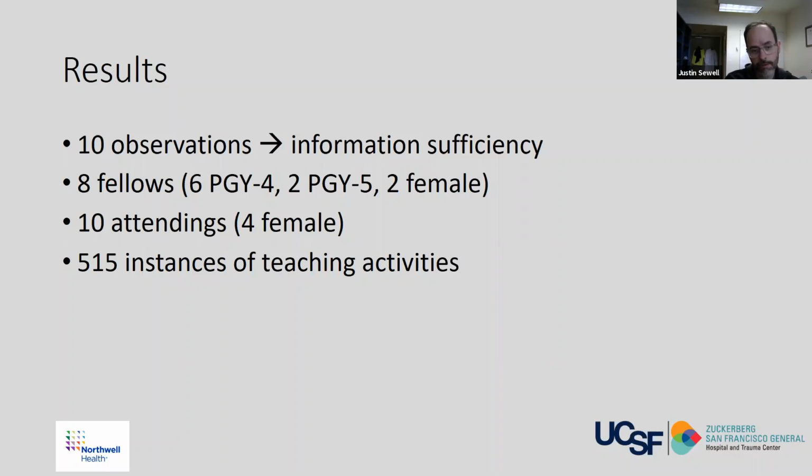These observations were performed on 8 fellows, so I did repeat observations with 2 fellows just because of limitations in numbers of fellows. But it was 10 different attending teachers. Overall, through those 10 colonoscopies, I observed 515 discrete instances of teaching that fit those teaching activities.